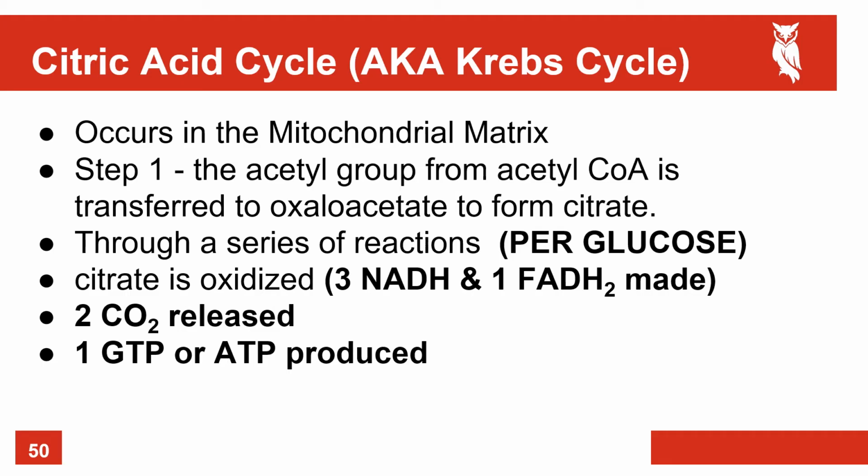All right, the Krebs cycle, or the citric acid cycle, occurs in the matrix. Step 1, the acetyl group from acetyl-CoA is transferred to oxaloacetate to form citrate. Through a series of reactions, citrate is oxidized to get 3 NADH and 1 FADH2. 2 CO2s are released, and you get either 1 GTP or 1 ATP. GTP is just guanine triphosphate. Remember from nucleic acids, you've got the different nitrogen bases: adenine, guanine, thymine, cytosine, and then uracil, which is in RNA.